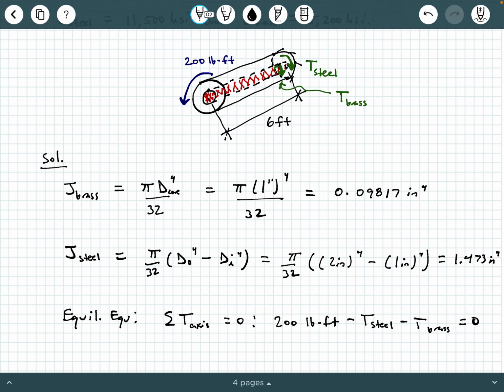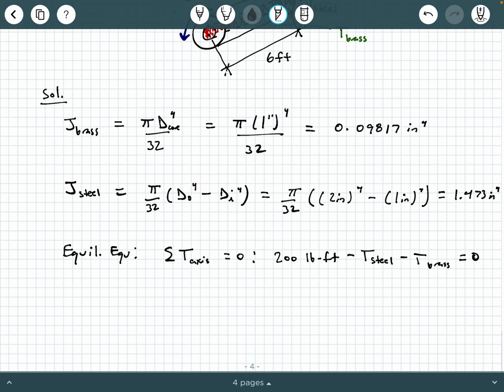Now, how do I know what the signs should be here? I made the 200 positive, and then T steel and T brass both have negative signs. Well, those signs, the plus and the minus signs there, are based on the directions of the 200 pound-feet and T steel and T brass. And remember, T steel and T brass right now are unknown, so I'm assuming their directions. And so I just arbitrarily assumed that they are rotating in the opposite sense of the applied torque moment, which I would say is a pretty safe assumption since they will be resisting that one applied torque moment. So that's our first equation, which is an equilibrium equation.